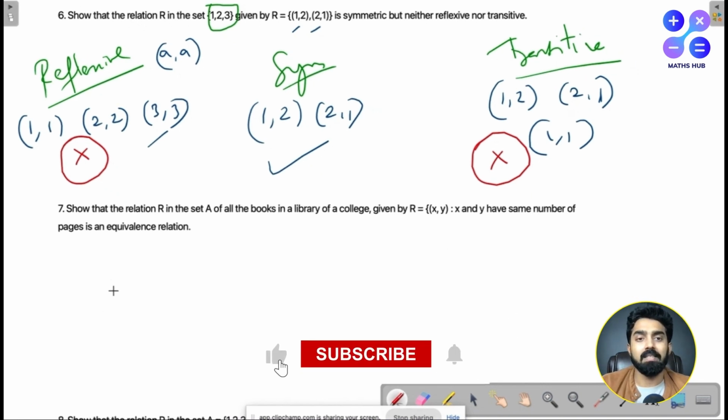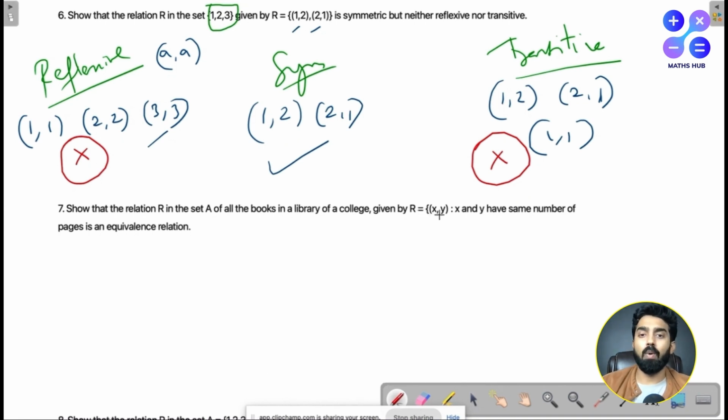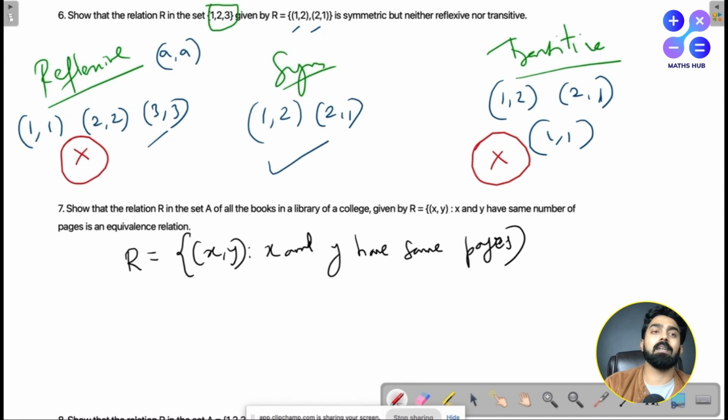Show that the relation R in the set A of all the books in the library of a college given by R equals X, Y such that X and Y have the same number of pages is an equivalence relation. Right. So the set is all books in a library, and the relation is X, Y such that X and Y have the same pages. So for it to be an equivalence relation, what is the condition?